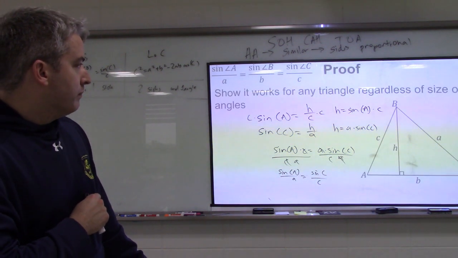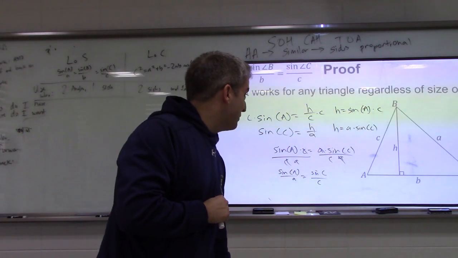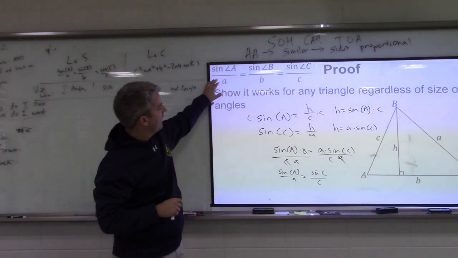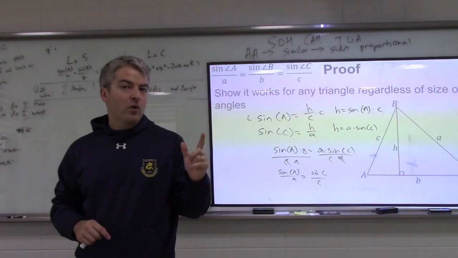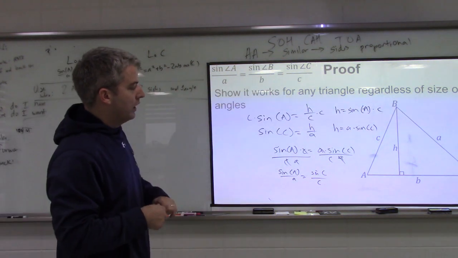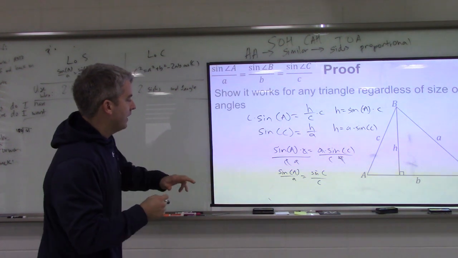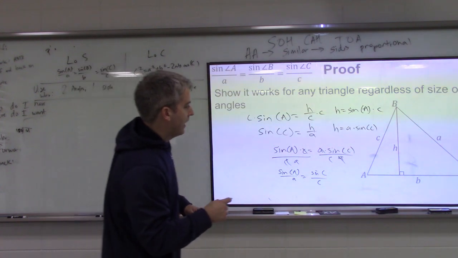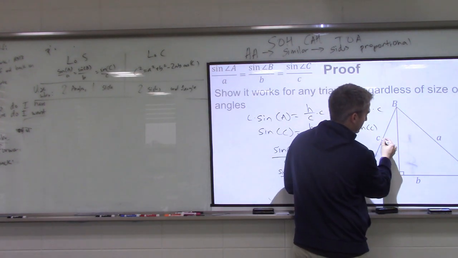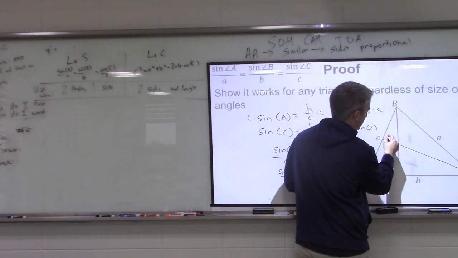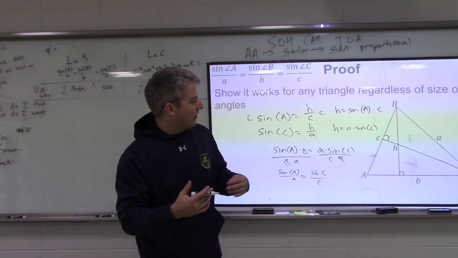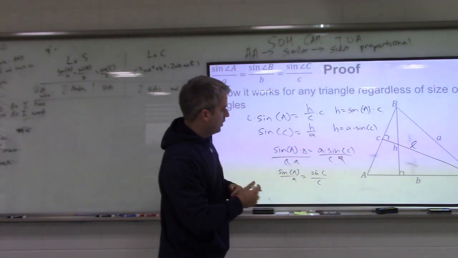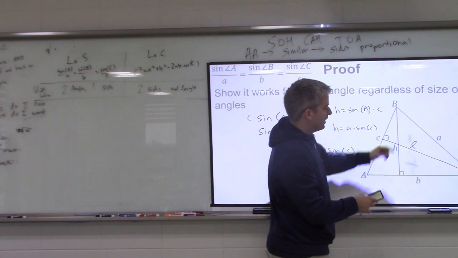Okay. So we're not quite done, because our goal is to show this thing: sine of A over A is sine of C over C. What we need to do is take the same diagram and draw in one more line. It's going to be perpendicular still, and I'll call that line L. So we're going to ignore h for now.